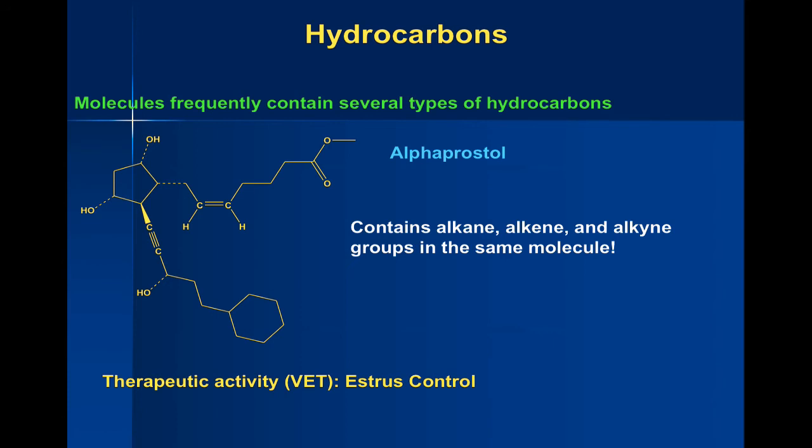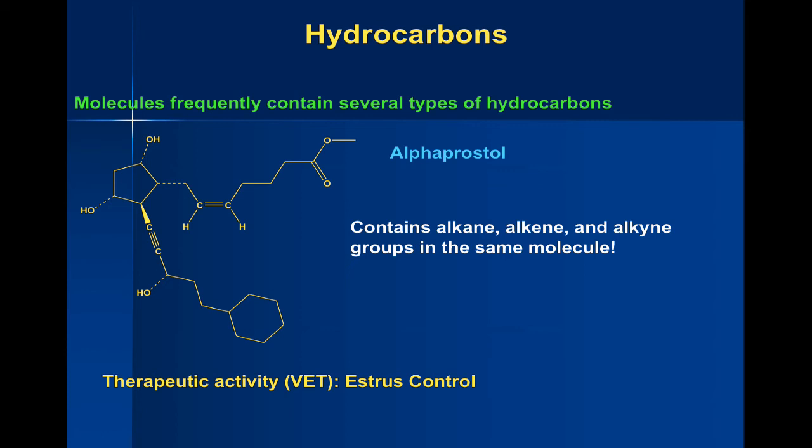The cool thing about hydrocarbons and organic molecules in general is you don't have to have one type of hydrocarbon to make a molecule. So if we look at this particular molecule, this is called alpha-prostol. This is used in veterinary medicine for estrus control. Notice it has parts that are saturated, unsaturated by rings, carbon-carbon triple bonds, carbon-carbon double bonds, and some other functional groups we'll learn something about. But you put them in the right place, give them the right orientation, and you now have a molecule that has a therapeutic activity in the veterinarian realm.